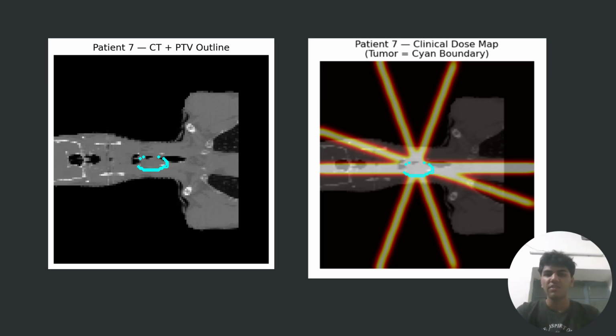This patient was never seen during training, so this result demonstrates true generalization. The model learns anatomical patterns and dosimetric trade-offs and then applies them to new unseen cases. Visually, we can appreciate two things. First, the tight tumor coverage, and second, very controlled dose outside the target region, which is exactly what we aim for clinically.